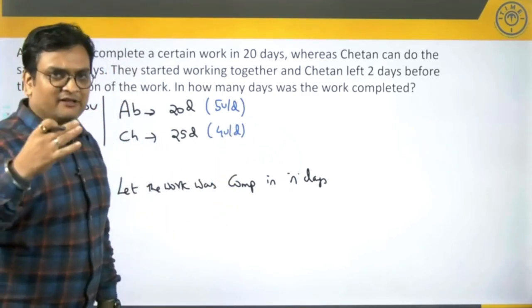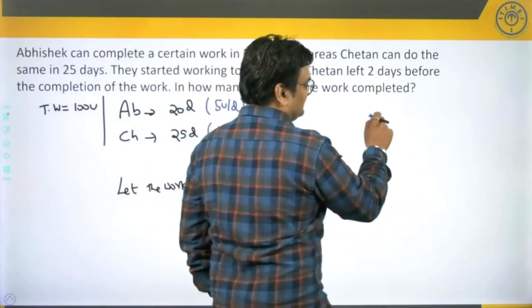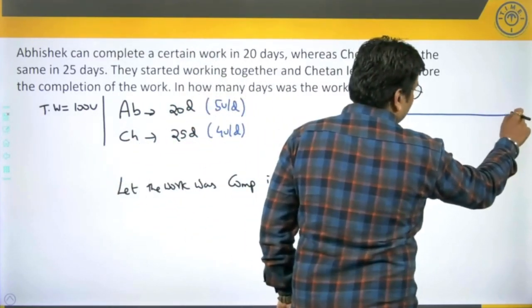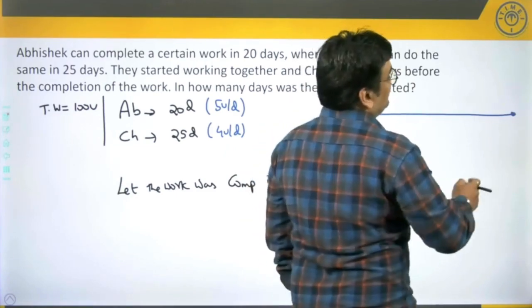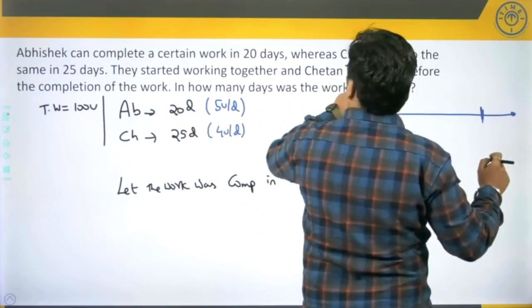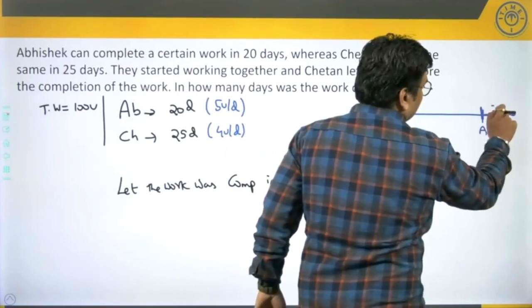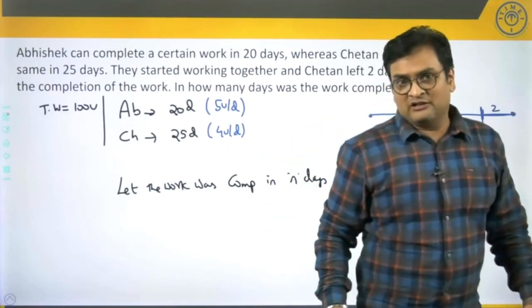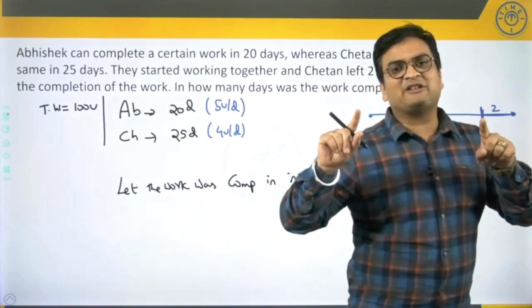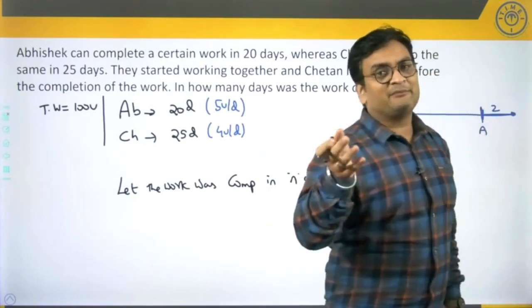So initially they were working together. See, how are they working here? Initially they started the work together. Now let's say the work was supposed to finish here. So just 2 days before this, Chetan left. That means only Abhishek will work for the remaining 2 days. So overall, Abhishek has worked for the entire n days, whereas Chetan has worked for n minus 2 days, right?